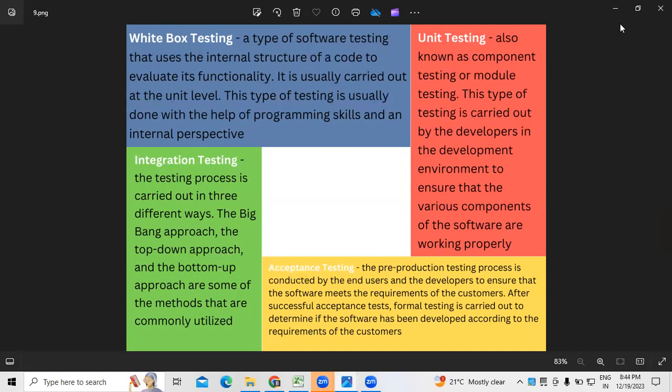So the internal structure of the code that we are going to write, to evaluate the functionalities we are developing in reference to the code, the kind of testing we perform for that is called white box testing. Normally, these are the testings which are usually done with the help of programming skills.